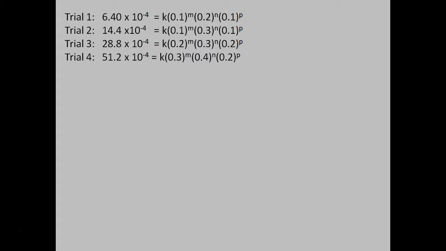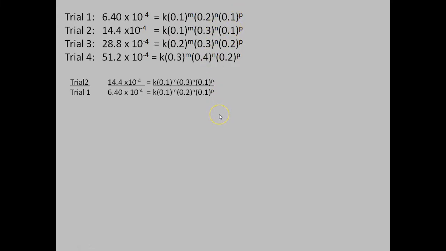Now, I have all of my trials substituted in. And so what I'm going to do is look at picking 2 trials where I keep the concentrations of everything except for one reactant the same. And this will allow me to determine the coefficient for that. So if I look at trial 1 and trial 2, the concentrations of A and C are the same for both of them, but the concentration of B changes.